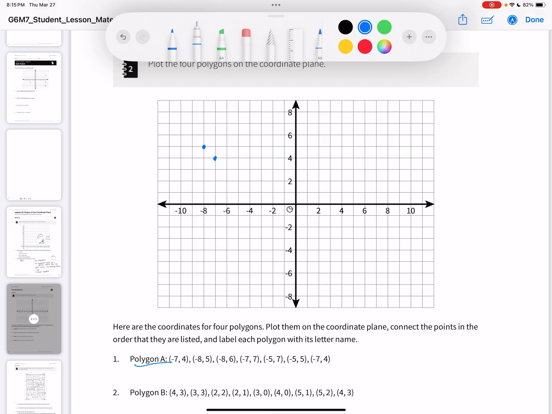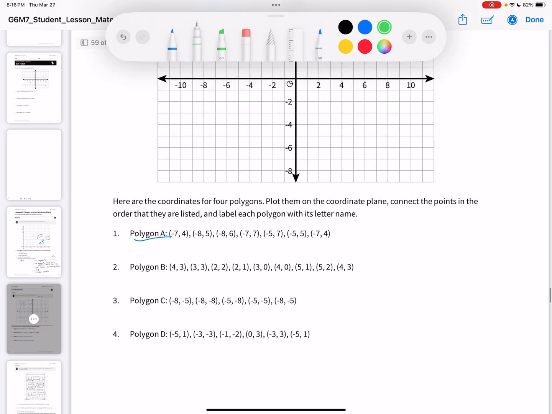-8, 6. Remember, X comes first, then Y. X comes first, then Y in a coordinate pair. Then we have -7, 7. 1, 2, 3, 4, 5, 6, 7. Then we have -5, 7. Then we have -5, 5. And we have -7, 4, which is back to the beginning. So we go like this. Boom, boom, boom, boom, boom, boom. Okay, so that is polygon A.